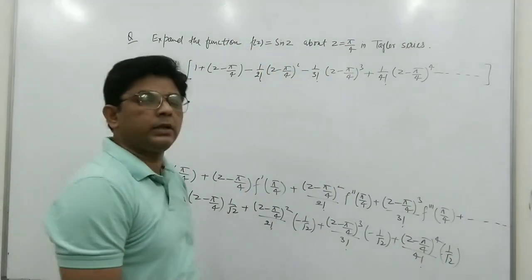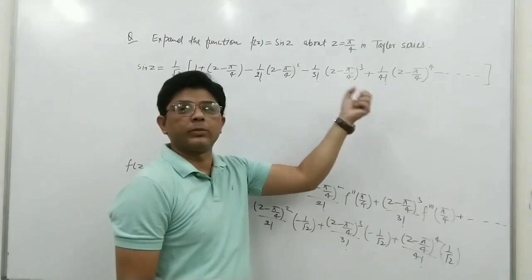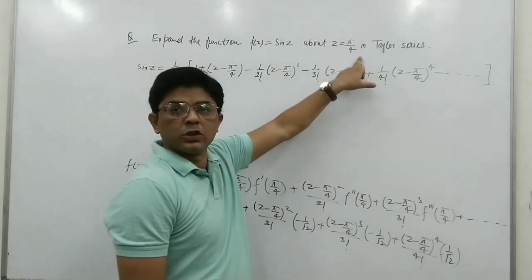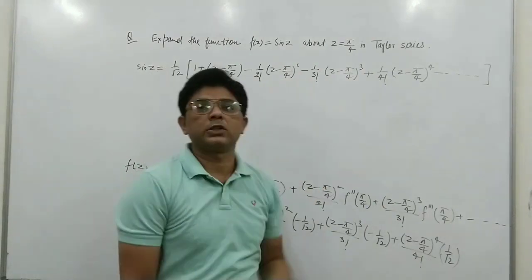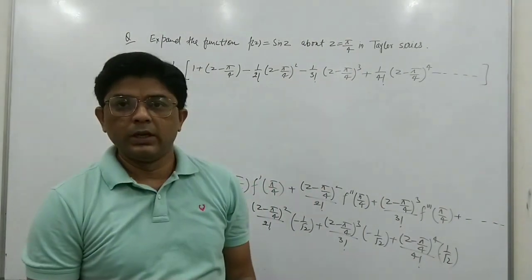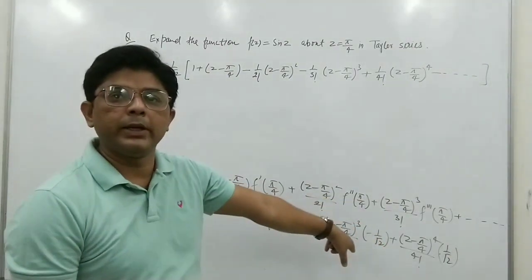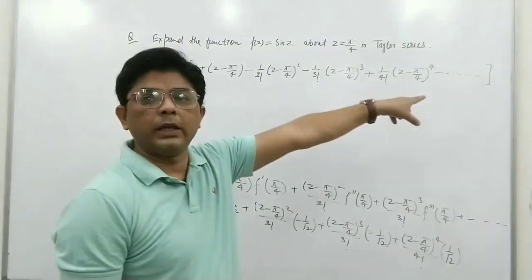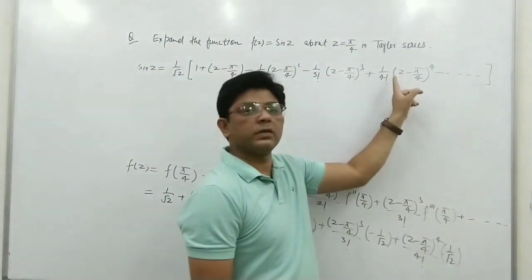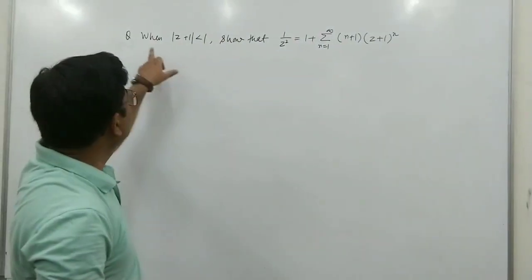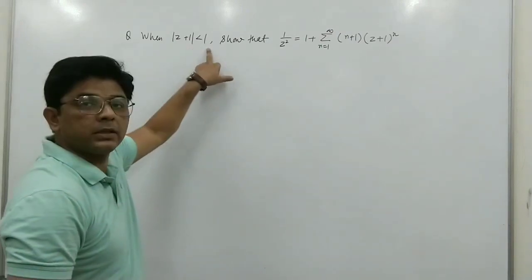Okay, we should write in the powers of z minus pi by 4. Suppose we want to write the expansion of this function about the point z equal to pi by 2. So we should write this expansion in the powers of z minus pi by 2. Okay, so we should have all these values at the point, all the values of the derivative at the point pi by 2, and then we put these values and we write in the powers of z minus pi by 2.